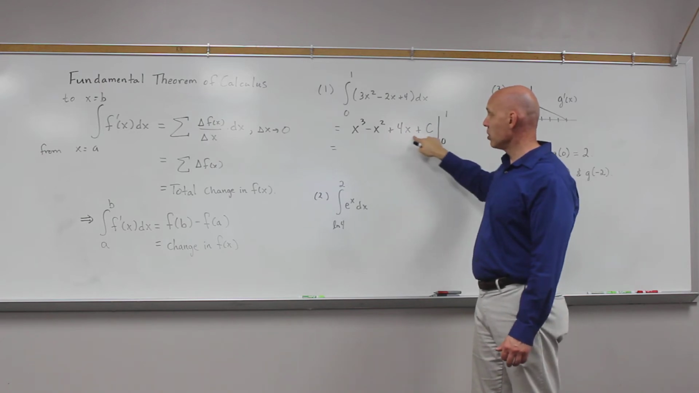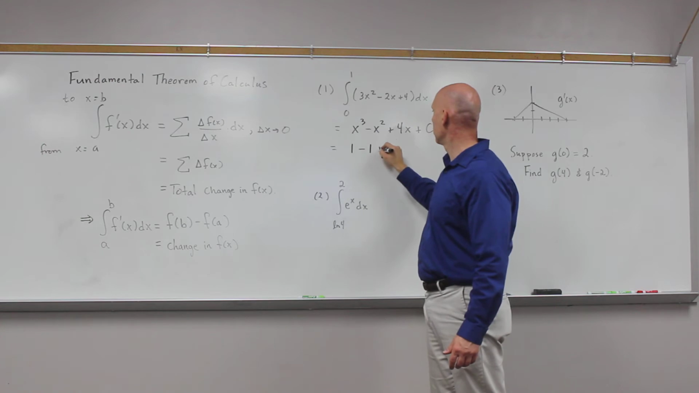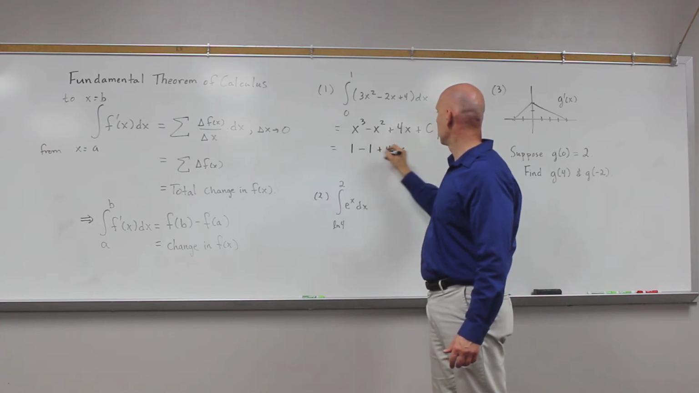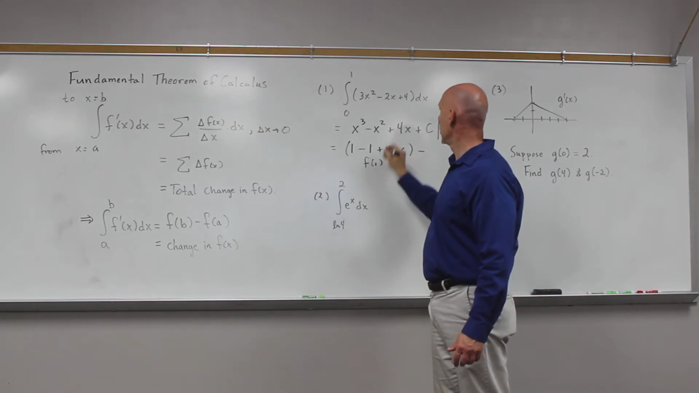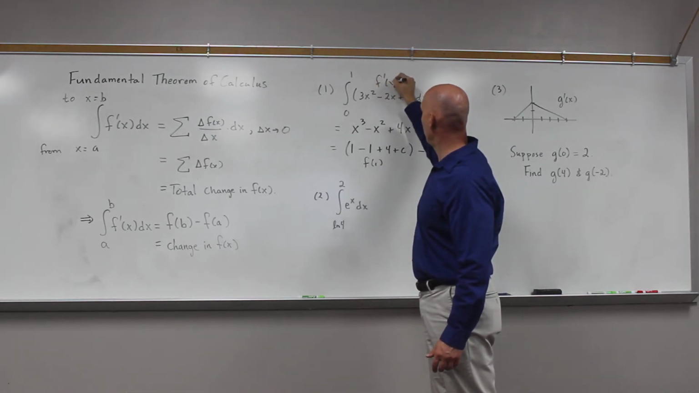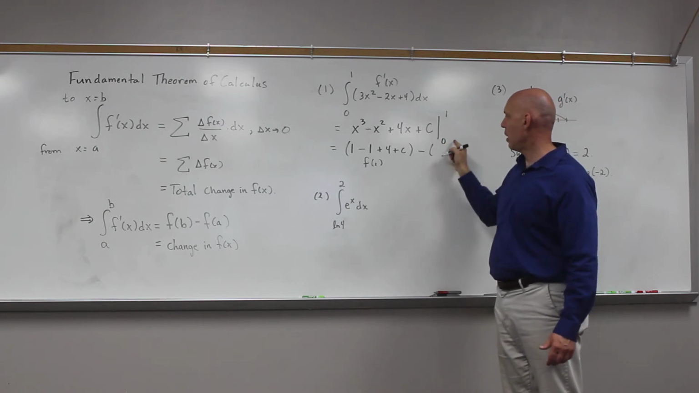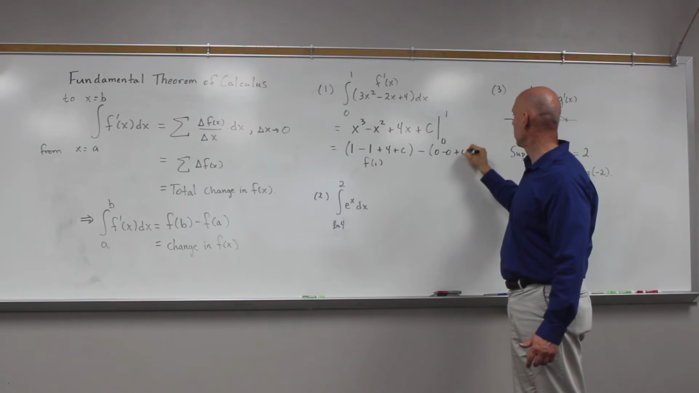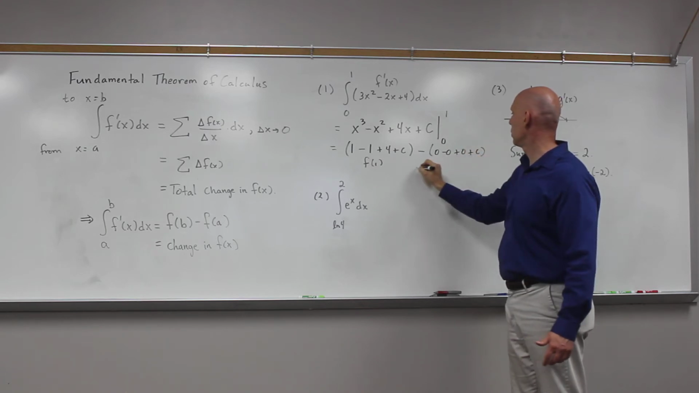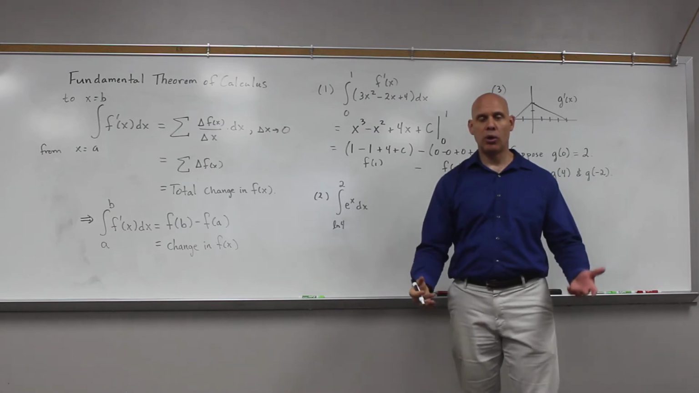I find the function value at its endpoint, x equals 1. Given that this would be like f prime, minus the function value at the start point, at 0. The total change in f.